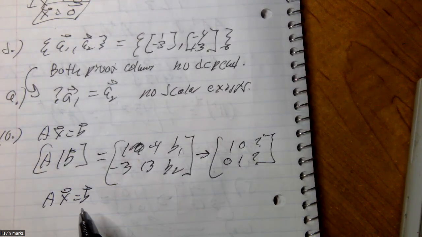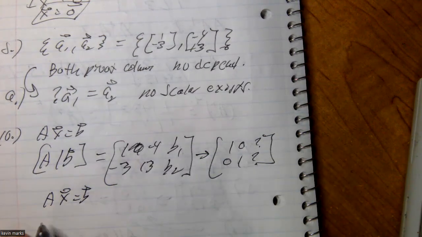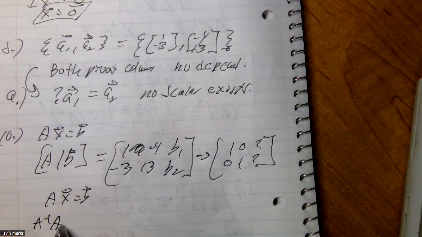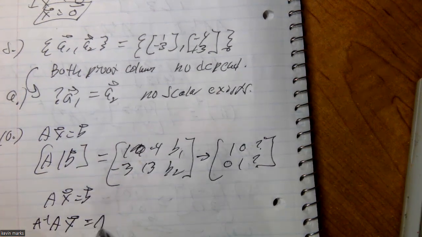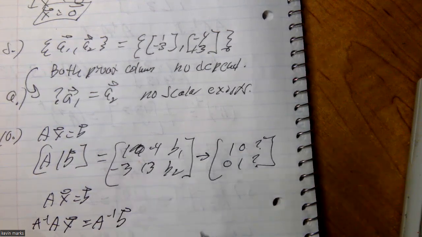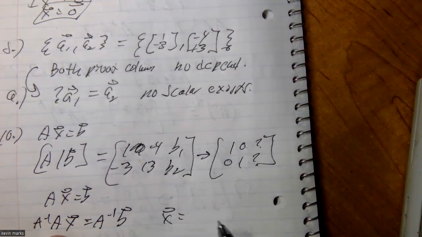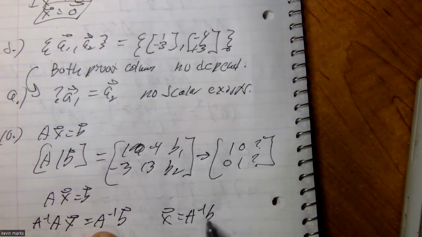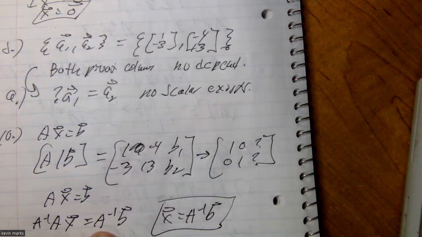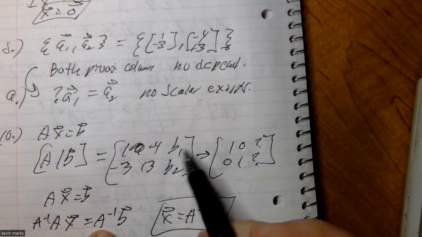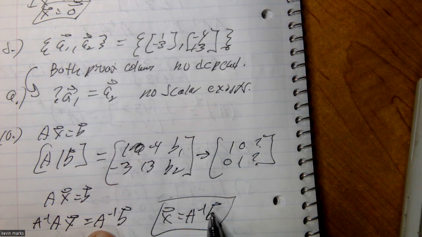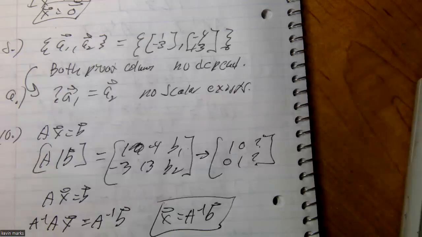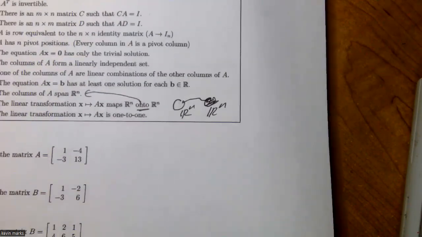no matter what my b is, instead of row reducing it, I could use that inverse idea again. So what is my solution going to be? It's literally going to be A inverse times whatever b is. So by row reducing it or using this inverse idea, you will always get one unique solution every time.